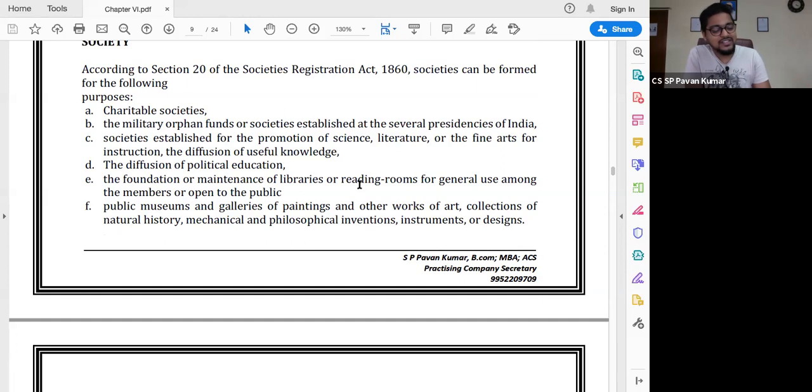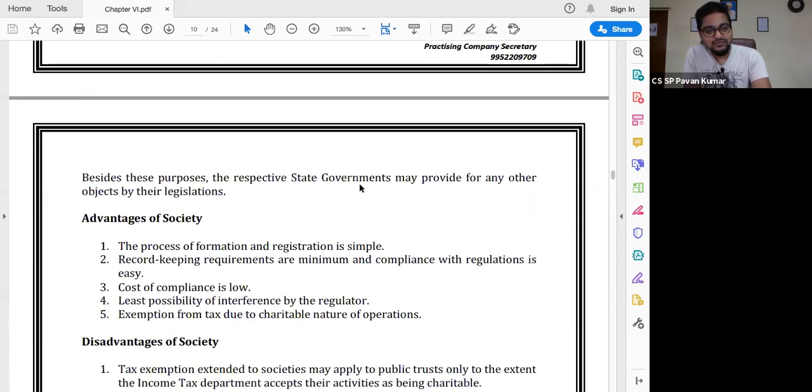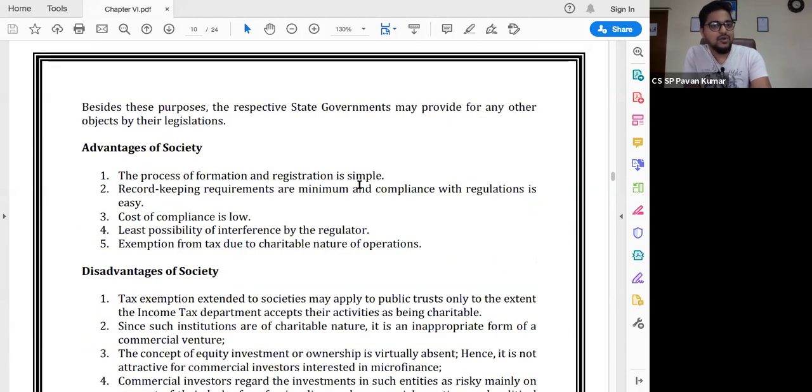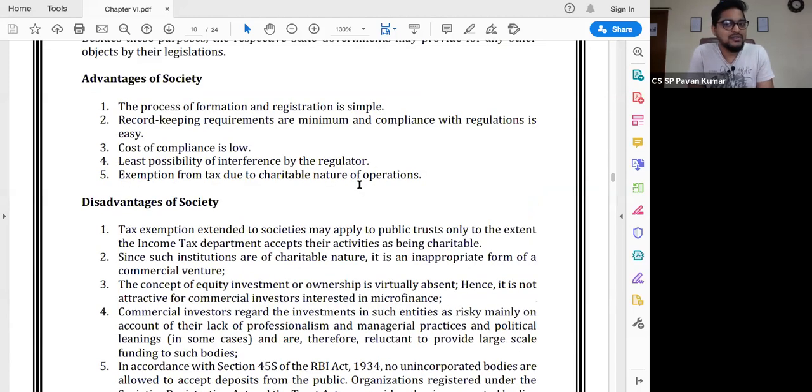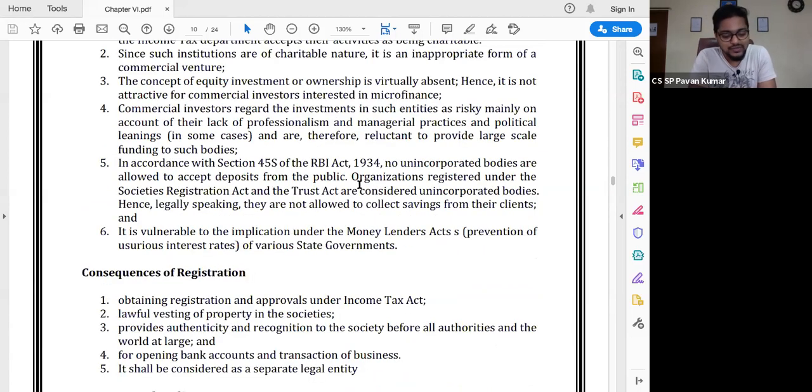Public museums, galleries. If you go to a few museums and galleries, or a few colleges, all these will normally be in the form of a society. Okay, so for all these purposes, societies are formed. What are the advantages of forming a society? It is more simple compared to a Section 8 company. The bookkeeping and compliance requirements are minimal compared to a Section 8 company. The cost of compliance is also very low and less regulated. There are also tax exemptions, so a lot of advantages are there when it comes to societies. Okay, the most regulated is the companies.